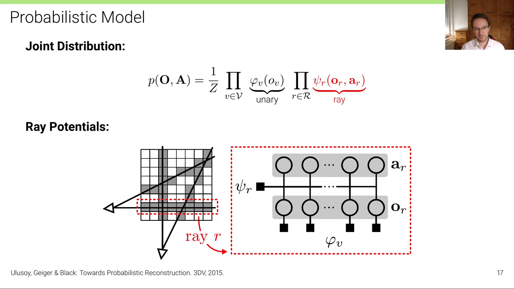But the really important term here is of course the ray potential that models the consistency of the 3D reconstruction that we want to infer with all the images, all the observations. As already mentioned, this potential is a higher order one because it's connected to all the occupancy and all the appearance variables along the ray, all the voxels that are intersected by the ray.